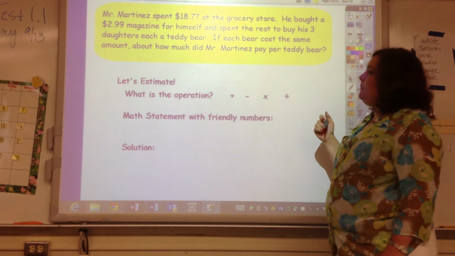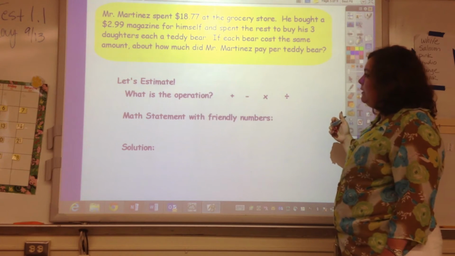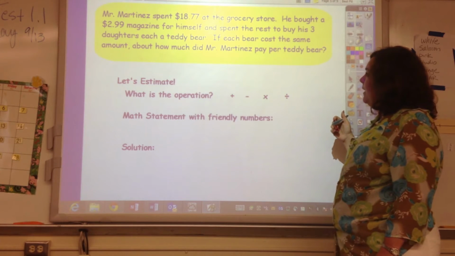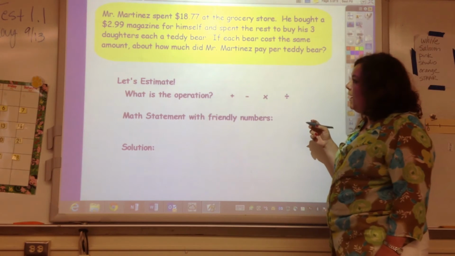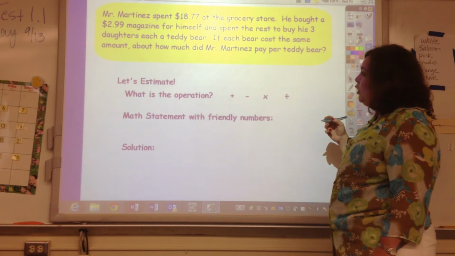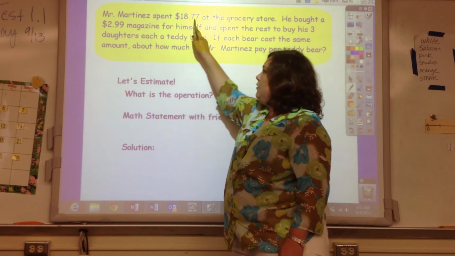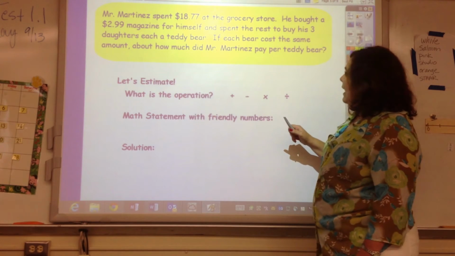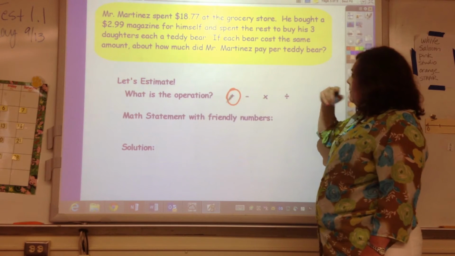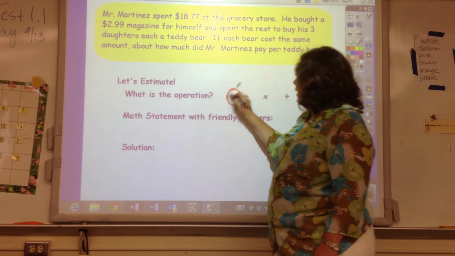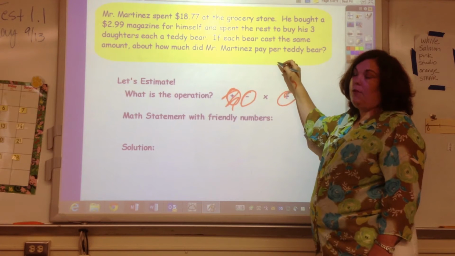So Mr. Martinez spent $18.77 at the grocery store. He bought a $2.99 magazine for himself and spent the rest to buy his 3 nieces each a teddy bear. If each bear costs the same amount, about how much did Mr. Martinez pay per teddy bear? Well, I've got a couple operations going here. I would have to add this, and then, well, this is the total amount, so I would have to subtract that, and then divide by 3 for the 3 bears.